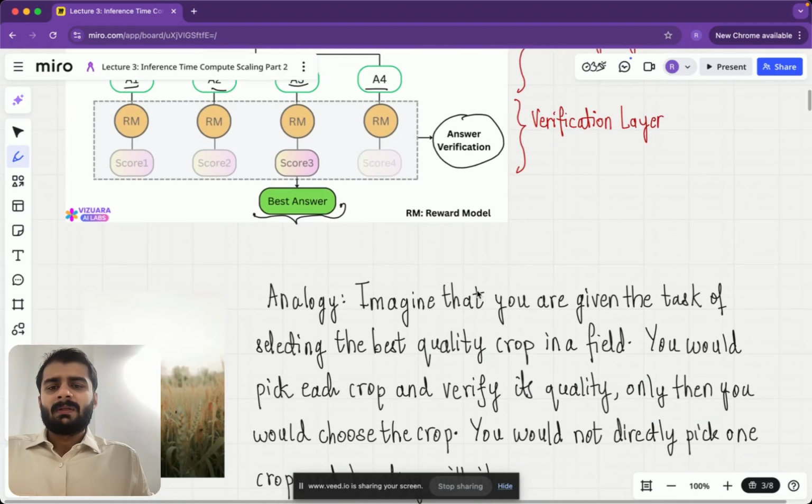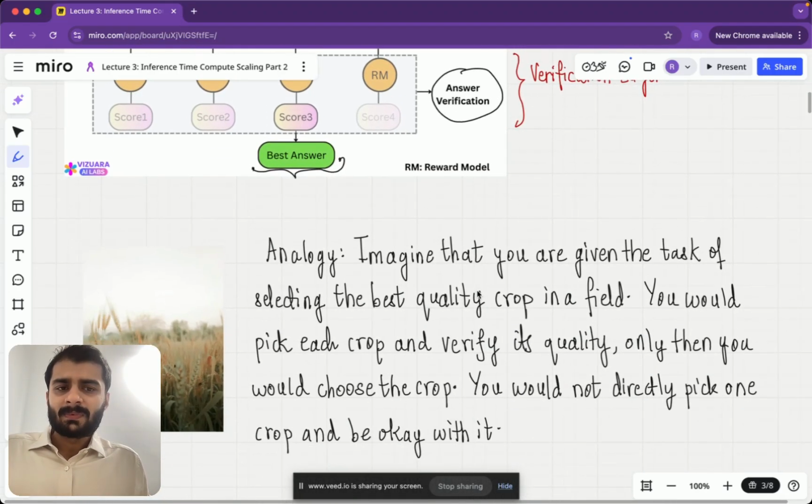So, let's look at a very simple analogy. Imagine that you are given a task of selecting the best quality crop in a field. And let's say the field is huge, and you start by surveying the field one by one. You find a crop, you pluck it out, and you see that, okay, this is a really good crop. Do you stop at that? No, right? Generally, what we do is that we pluck more and more crops, and then we select the best crop out of maybe five or six that we have sampled. That way, the probability of getting the best crop increases.